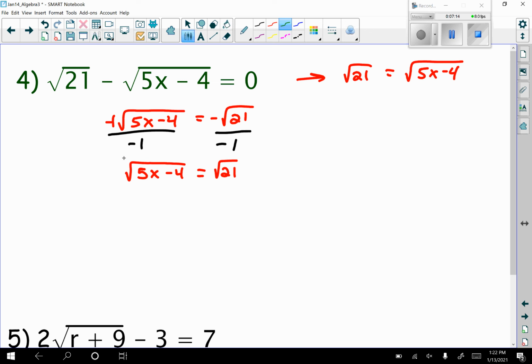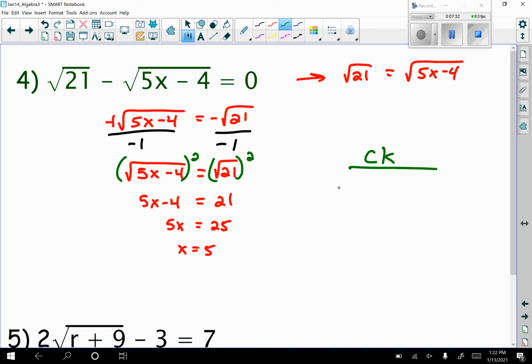Now at this point I want to get rid of the square root, so I'm going to square both sides. So I'm going to have 5x minus 4 is just going to equal 21. And then we'll add 4. So 5x is going to equal 25. Divide by 5. So x is going to equal 5. We still want to check.